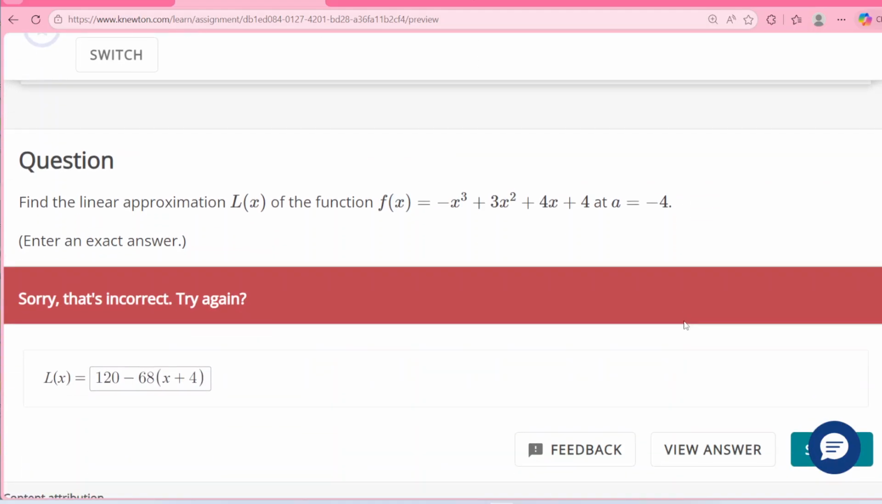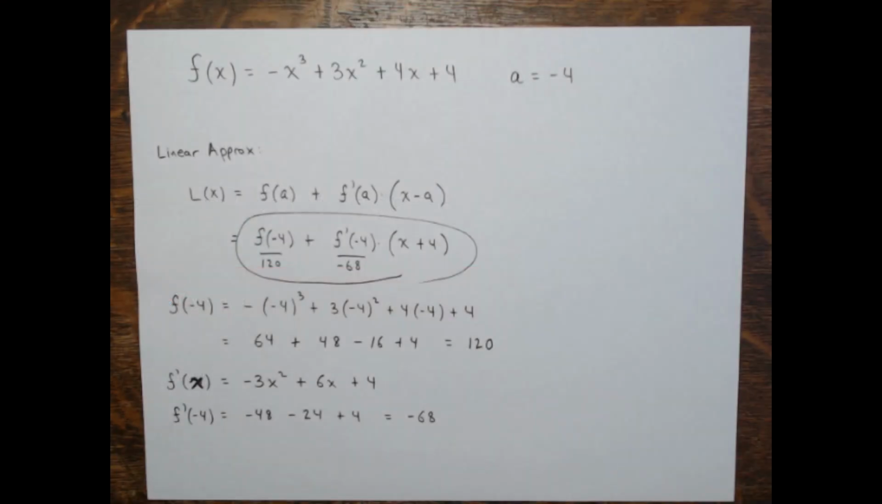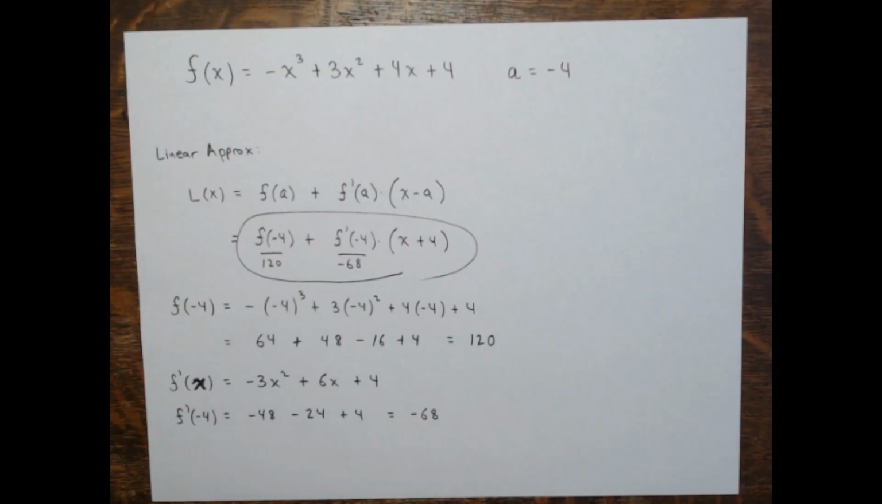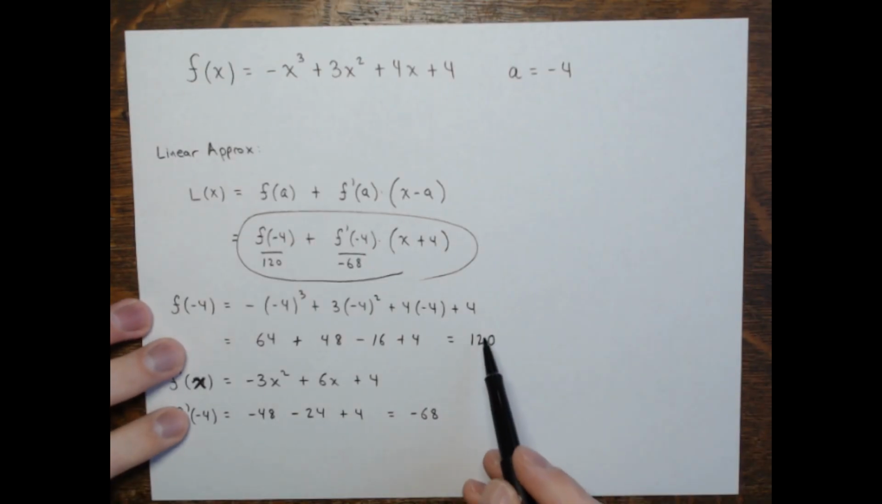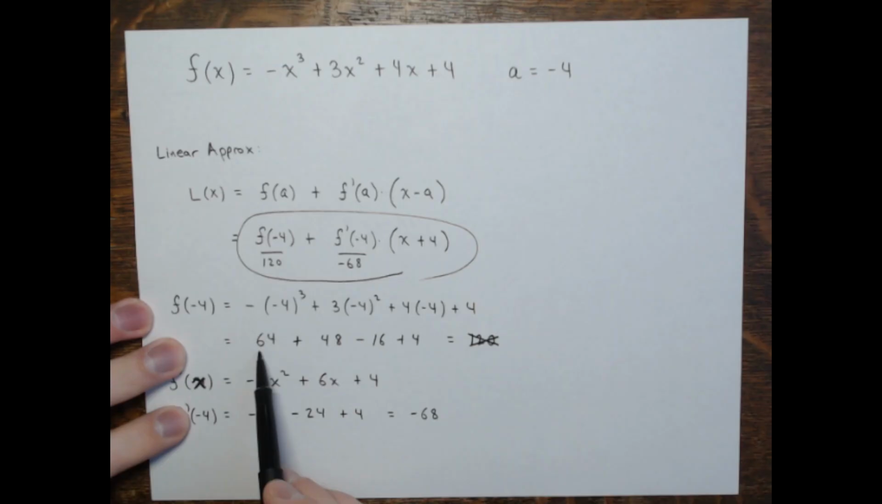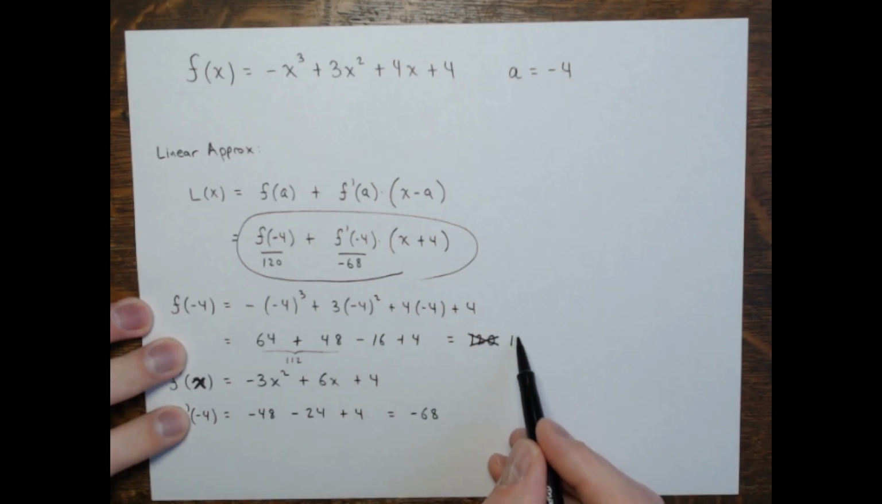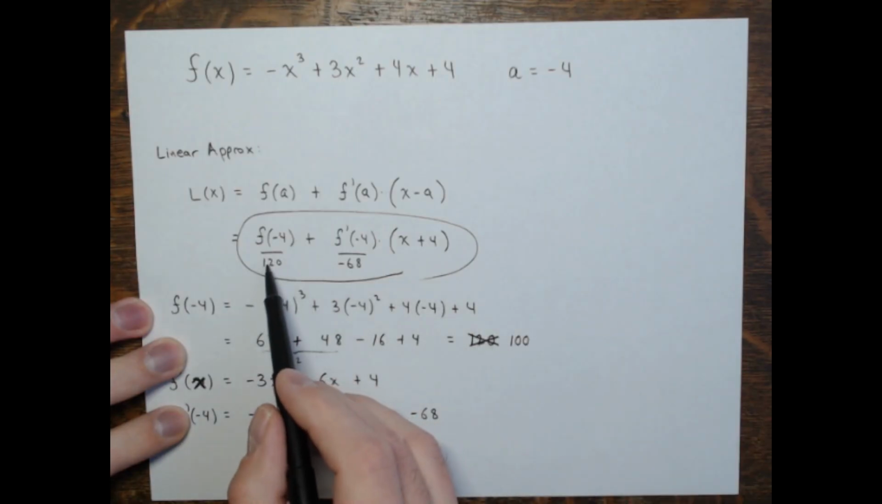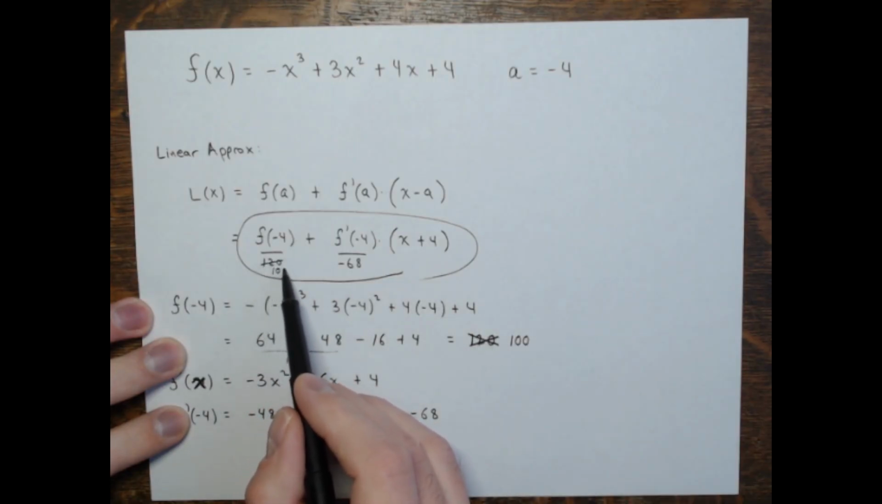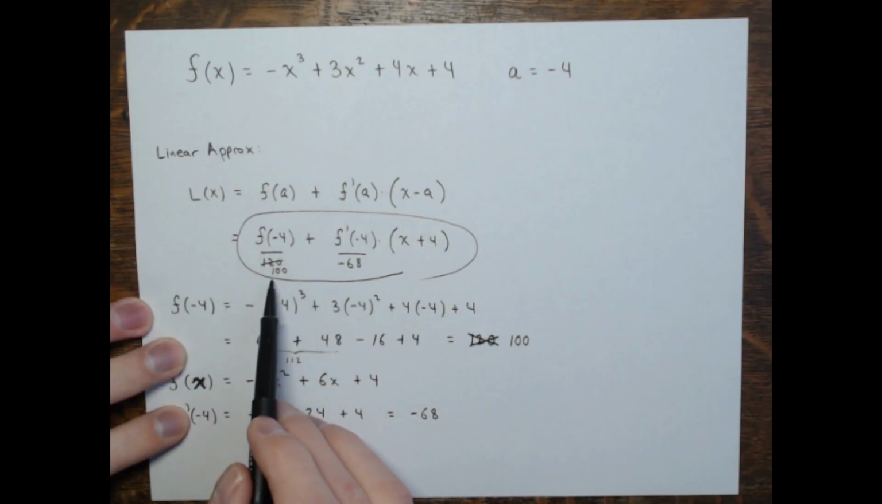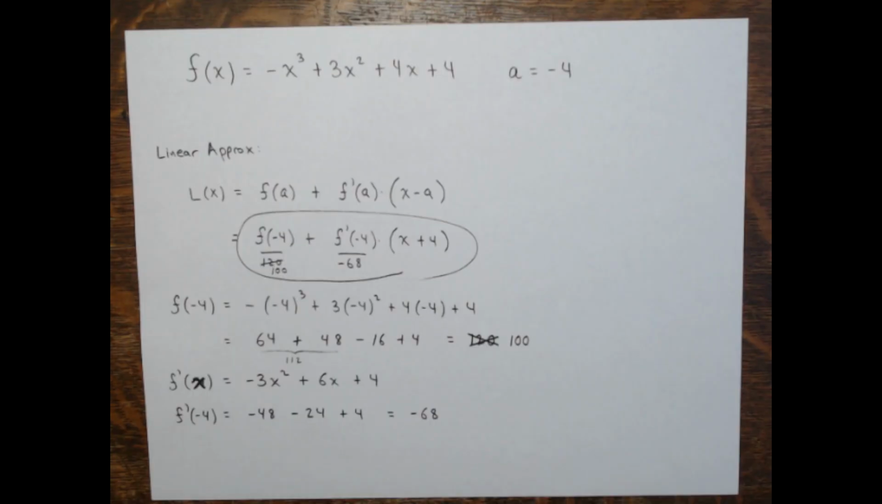Whoops. All right, let me go back and check my arithmetic. Let's see. I did make an arithmetic error. My apologies. This 64, I think I said this was 132. This is only 112. And then this is minus 12 here. So sorry about this, and I'm sure you were screaming at the screen, the value of the function at negative 4 is 100, not 120.